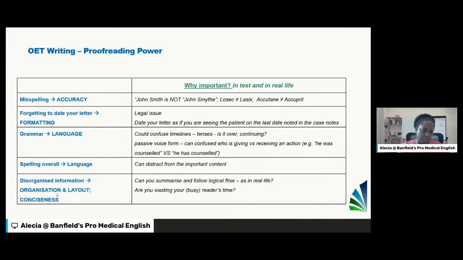Disorganized information, organization and layout, conciseness. Can you summarize and follow a logical flow so that the examiner isn't looking all over the place for your information? Because this wastes time, both for the examiner and in real life. Okay? So in your proofreading, you might find a little bit of information at the bottom and you might go, ooh, I want to put it at the top. You just draw an arrow very neatly and go, okay, I mean this little bit of information to go up here. All right.